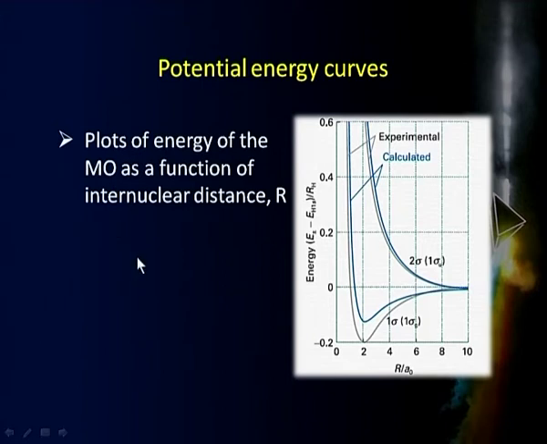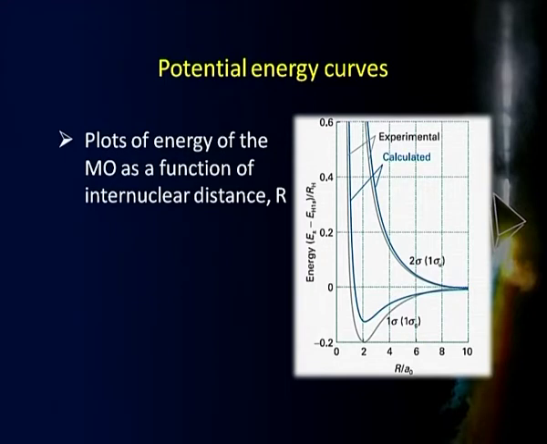A potential energy curve, as stated here, refers to the plot of the energy of the molecular orbital as a function of internuclear distance, given the symbol r. Suppose I am talking about a simple molecule, say the hydrogen molecule or hydrogen molecule ion, the simplest one. There are two atoms there: one hydrogen atom here, another one here, and the two come closer. When they come closer, they form molecular orbitals. As they come closer, what happens to the energy of the system? That is what we try to understand when we talk about potential energy curves.